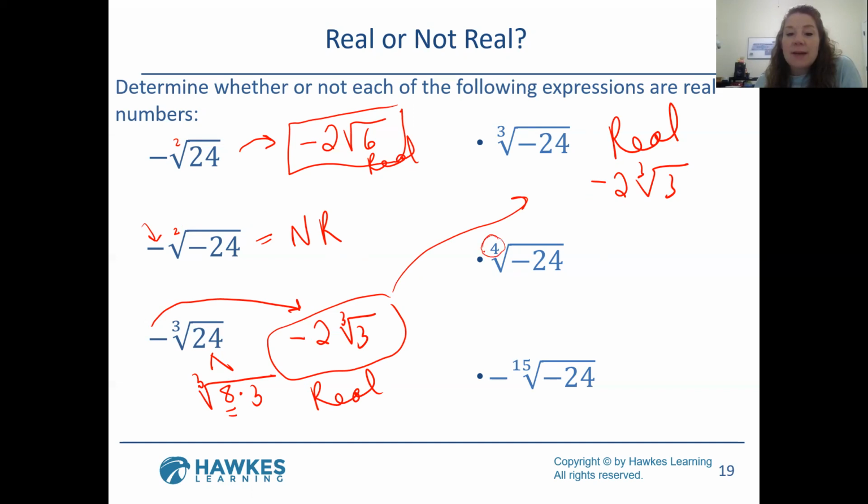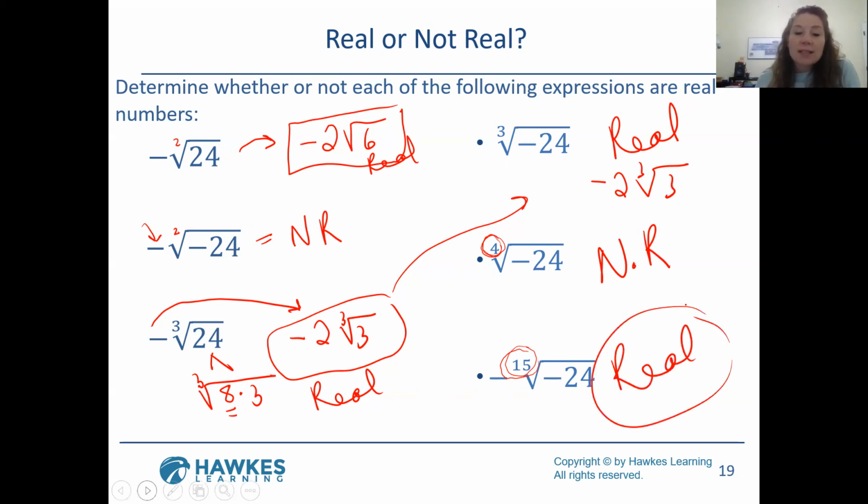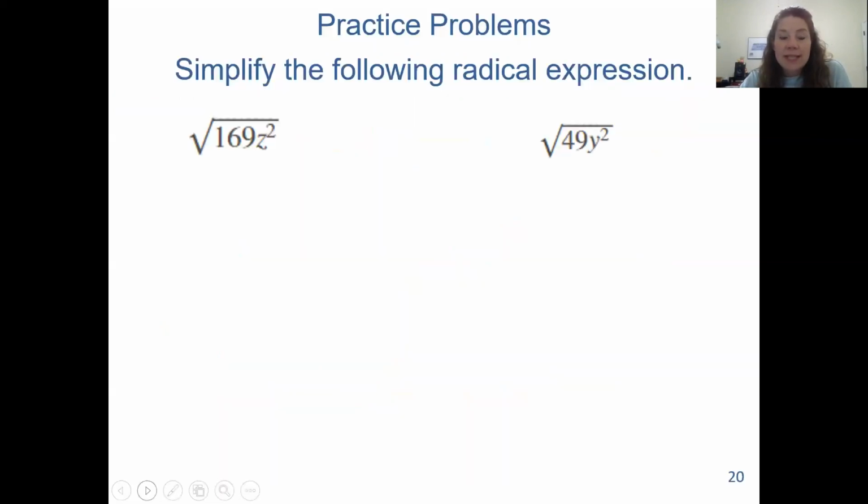This is an even number. Can you have the even square root of a negative number? Impossible. Not real. This is an odd number. So can you have the odd root of a negative number? Yes. And can you find the opposite of that negative number? Yes. So this is a real number. So some of your HOTS questions will just be, you have to identify real and non-real answers. And if it is real, then you have to simplify it. So that's how you think about that section.